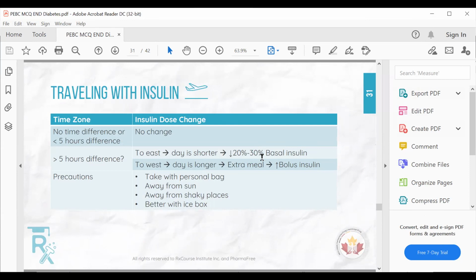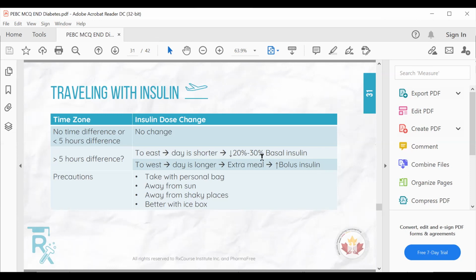A patient is traveling from Ottawa to Victoria in British Columbia. The time difference is 3 hours. Nothing needs to be changed. It's still less than 5 hours. However, if a patient is traveling from Ottawa to Cairo, it's almost a 6 hour time zone difference. It's more than 5 hours, so I need to think about a change now.